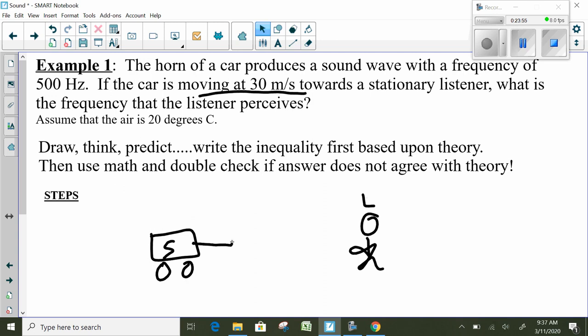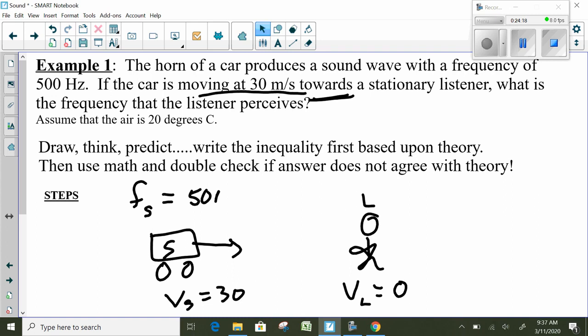Now, the car is moving towards the person. I do the velocities below. So I'll say the velocity of the source is 30. The listener is not moving, and remember, I'm always going to have one thing not moving, so that's 0. The frequency of the horn, the frequency of the source, is going to be 500 hertz, 500 cycles per second, and the frequency of the listener is going to be question mark. The nice thing about this is that if you take your time, draw the picture, label everything and think about it, you can then write the inequality and then solve the equation.